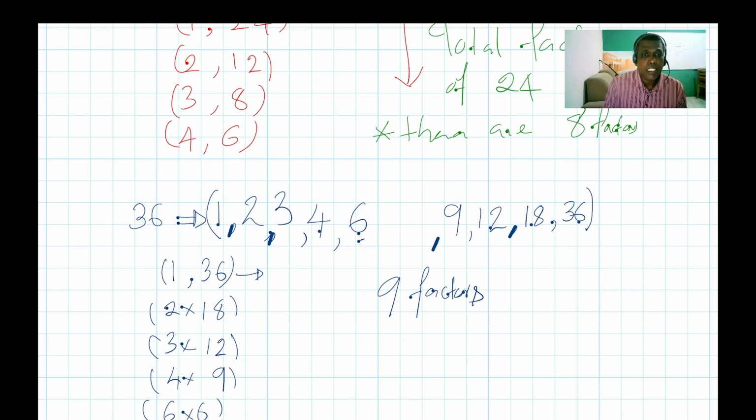This is an example for 36. This method is called factorization. Here we are calculating the total factors. There is another method that is called factor tree.